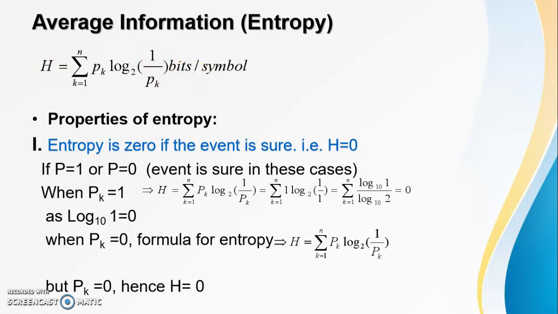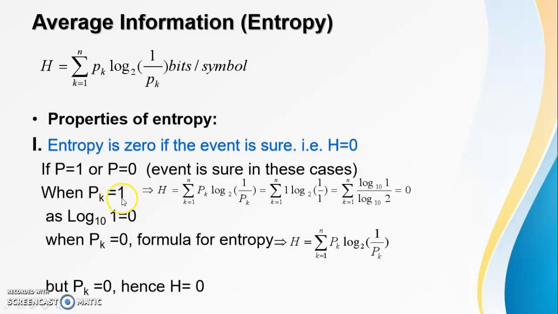Now, there are certain properties of entropy. The first property says entropy is 0 if the event is sure, that is H equals 0. It means if P equals 1 or P equals 0, because for a sure event two cases can occur: either the event must occur, or the event will not occur. So we have to check when Pk equals 1 and when Pk equals 0.